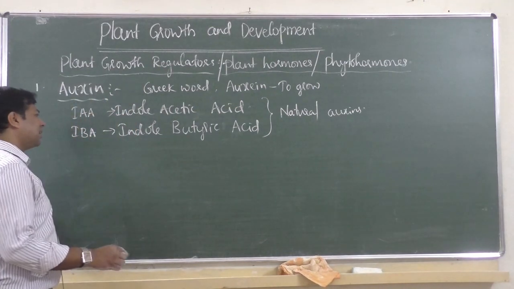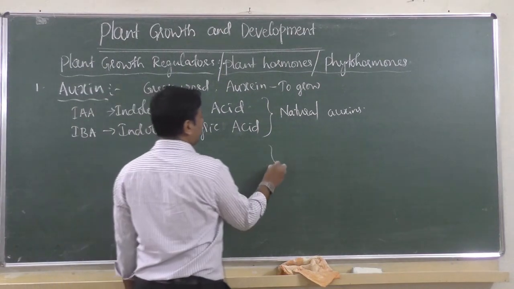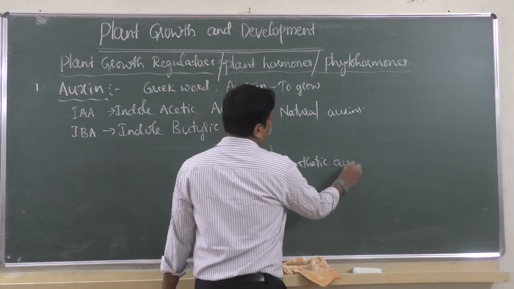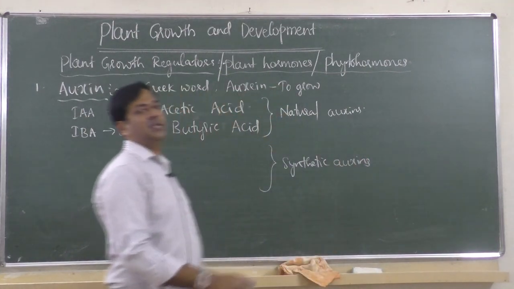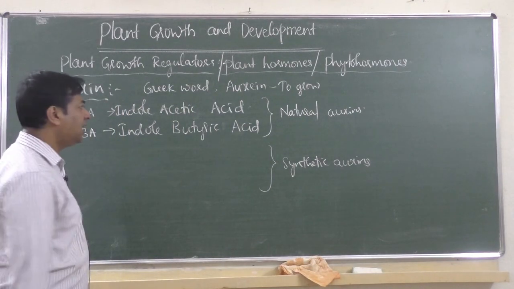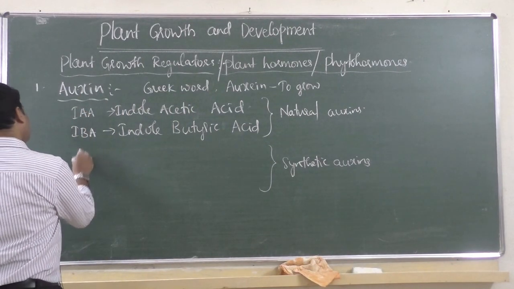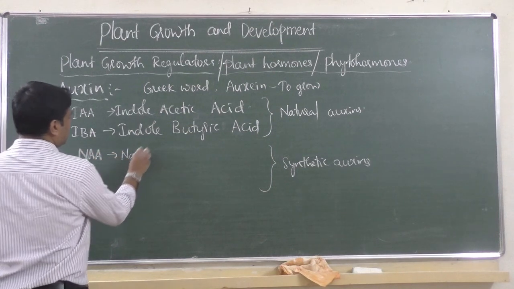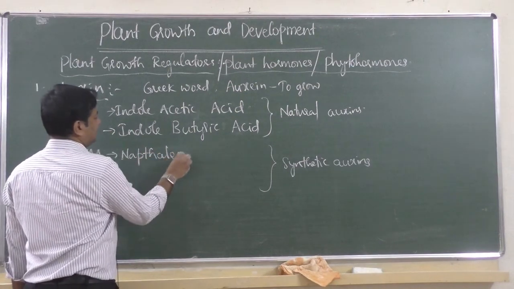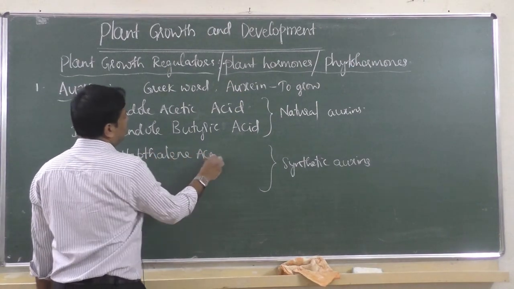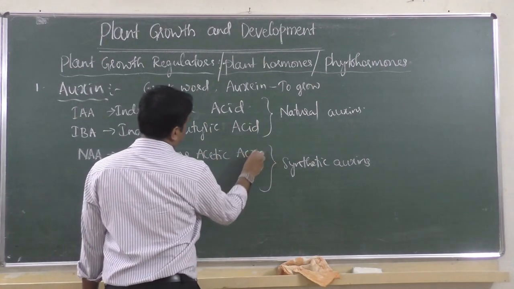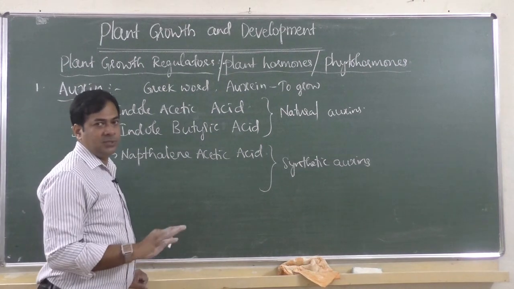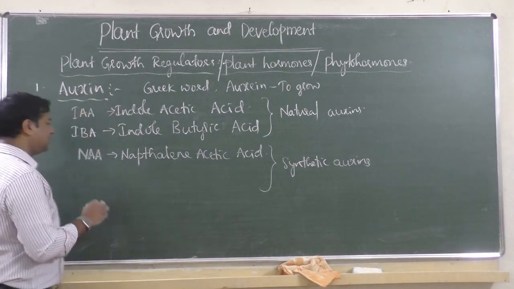Then some are available in the market. They are synthetic. Which are those? Synthetic means not produced by the plant but available in the market, artificial auxins, like NAA, naphthalene acetic acid. The plant doesn't produce this. These are available in the market, artificial, synthetic.